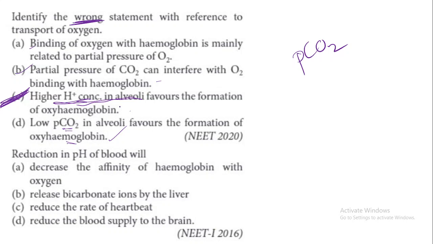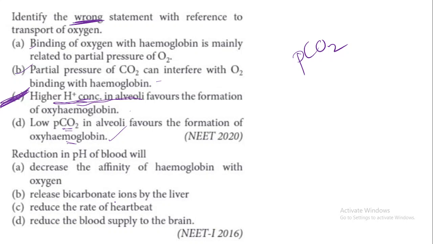Okay. Moving ahead, reduction in pH of blood, what will it do? Reduction in the pH of blood will make it acidic. Fine. That is a very common sense question. Options here are: reduction in pH, meaning acidic blood, will decrease the affinity of hemoglobin with oxygen, or acidic blood will release bicarbonate ions by the liver, or it will reduce the rate of heartbeat, or it will reduce the blood supply to the brain.